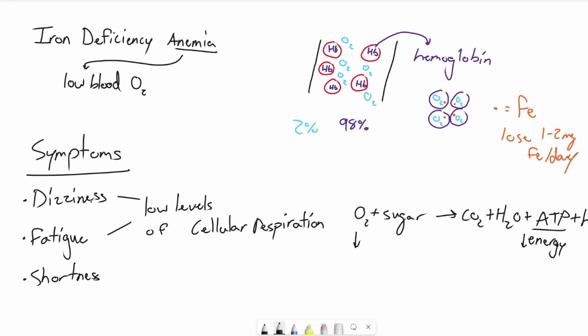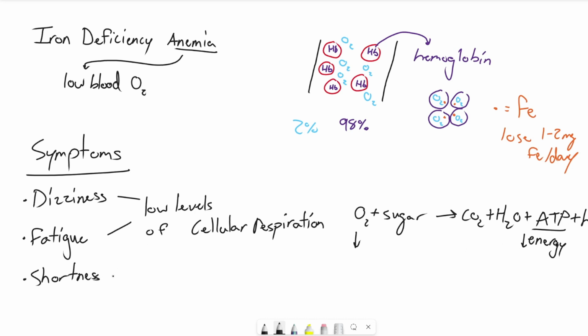And this is why we see dizziness and fatigue. It's because we have muscle weakness. We have brain fog. Our brain and our muscles and our other cells in our body aren't able to perform at their peak functions. So we have low levels of cellular respiration. This equation is not proceeding. We are not getting energy.